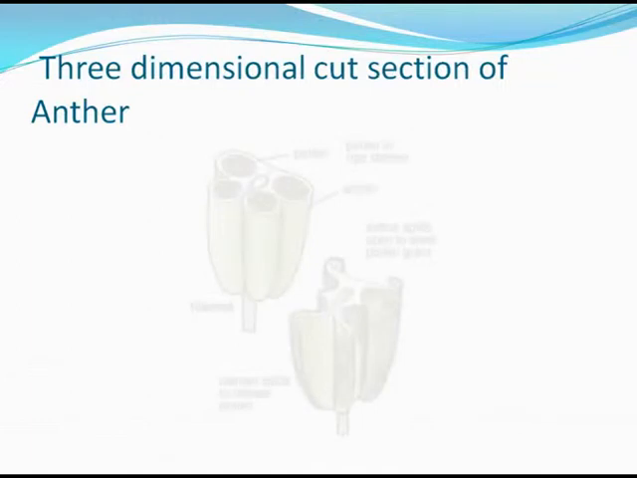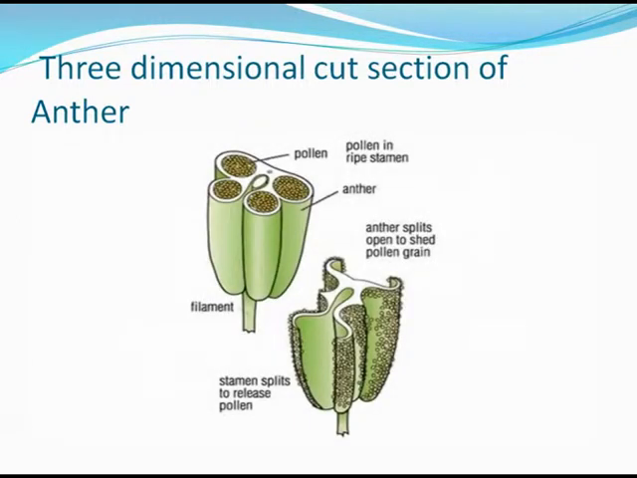Here we see the 3-dimensional cut section of an anther. The pollen in the ripe stamen. When the stamen splits to release the pollen, we can see them, and the anther splits open to shed the pollen grains.